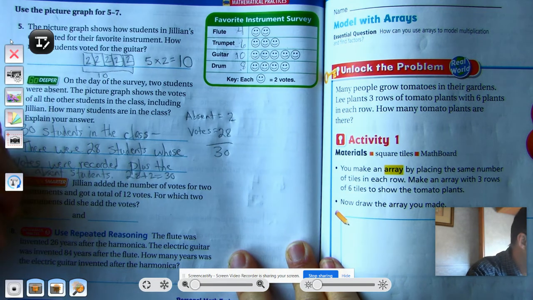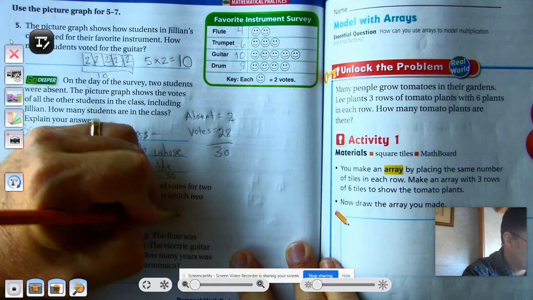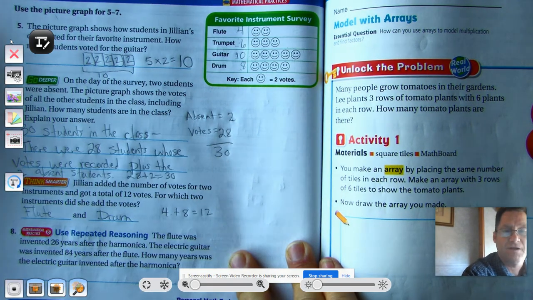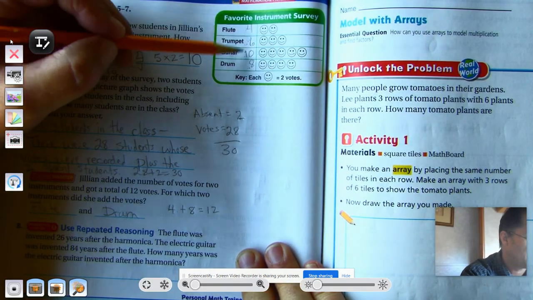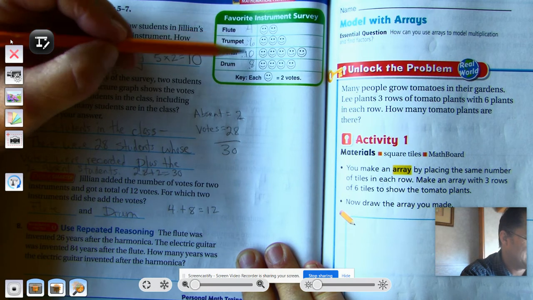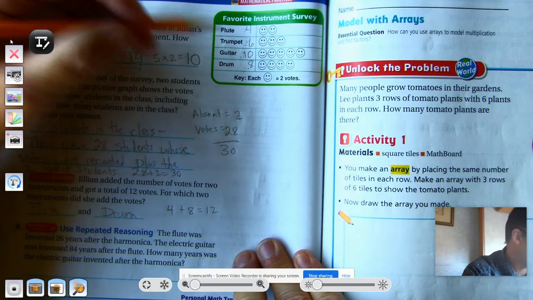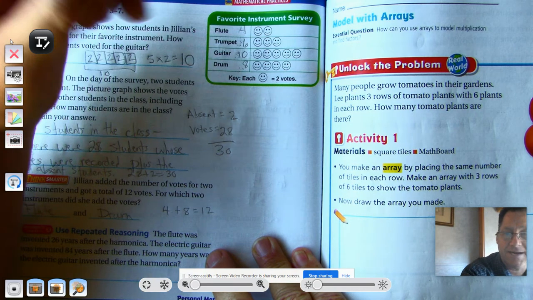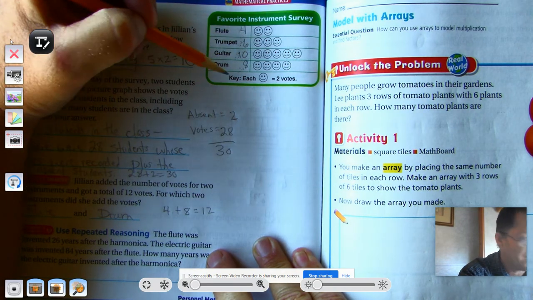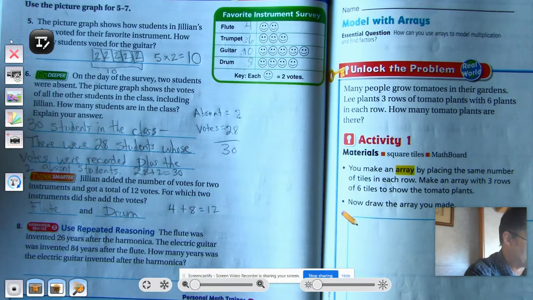So, she probably added flute and drum. 4 plus 8 equals 12. We should just confirm the rest of them too. Trumpet, we know wasn't added to the flute. Trumpet plus guitar is 16. Trumpet plus drum, that's 14. So it wasn't the trumpet. Guitar plus flute, we already eliminated that. Guitar and trumpet, we already eliminated. So guitar plus drum, that didn't work. So, yes, we were right, flute and drum.